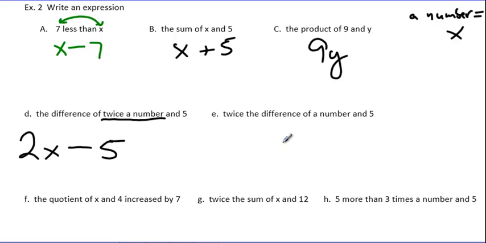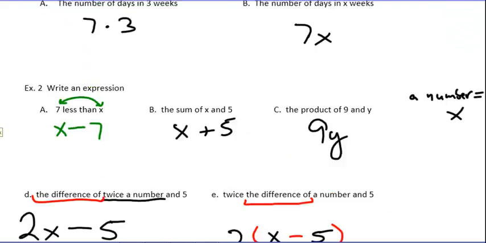Okay, now, this is where it gets tricky. Notice that D and E are pretty much exactly the same, with the exception of the difference of, which in the original problem is in front, followed by twice. In this problem, the twice moves off to the front. All right, here's what happens. We have twice the difference of a number and 5.